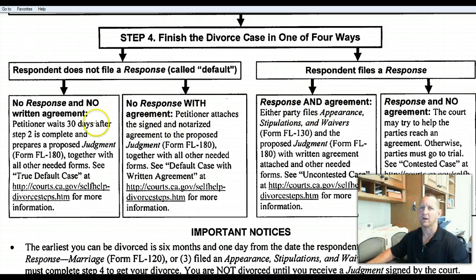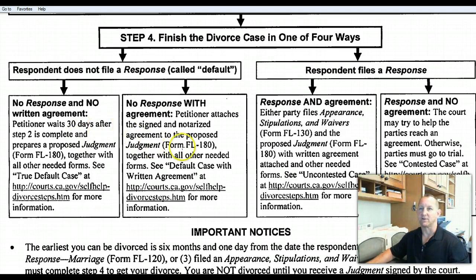So today we're going to talk about what is called a true default or just a default case. A default case is when you filed your paperwork and the other party did not file a response and will not be entering into a written agreement. So what this means is the other party not only didn't respond to your petition for divorce, but they're not going to sign a stipulation or a stipulated judgment.